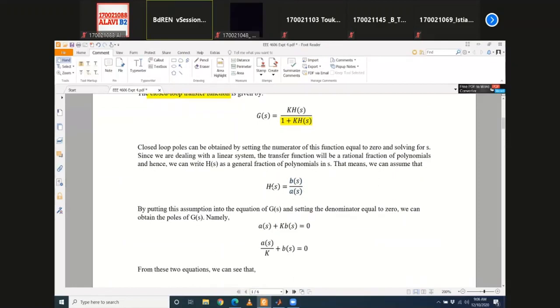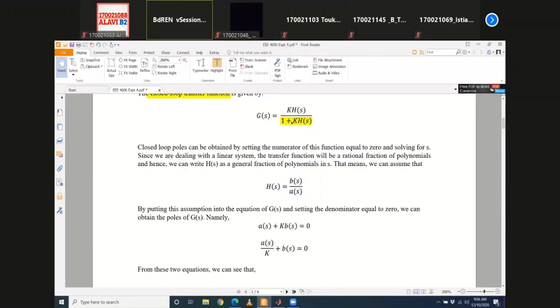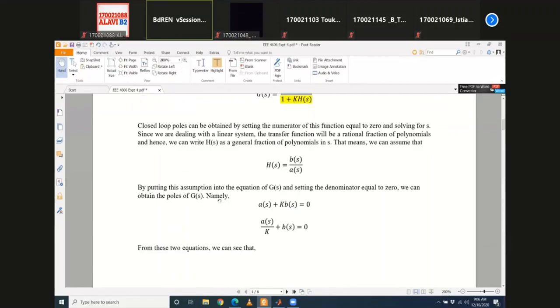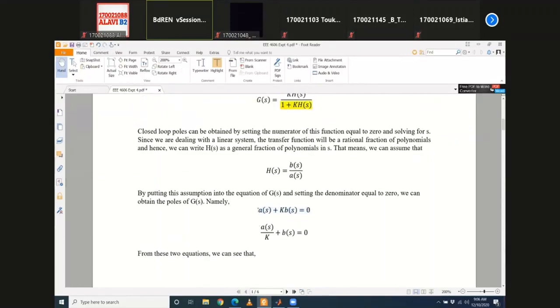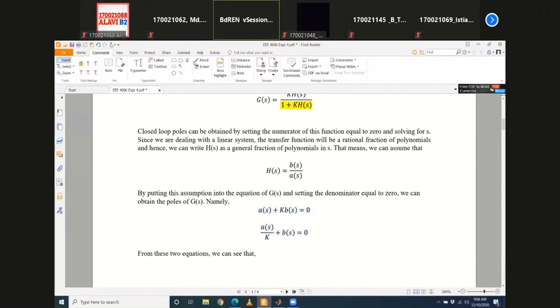Now, if you substitute this into the equation for finding the closed loop poles, that is, the equation 1 plus K H(S) equal to 0, you'll get this equation, very simple. And if you divide this equation by K, you'll get this equation. It's basically the same equation, but written separately because we need both of them. So these are the two equations that will give you the closed loop poles, isn't it?